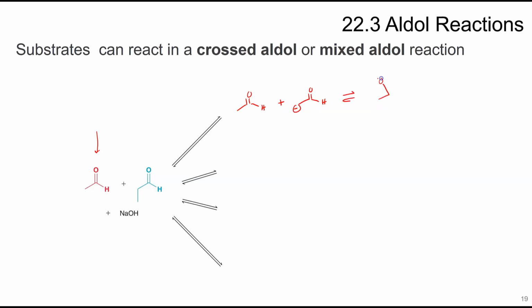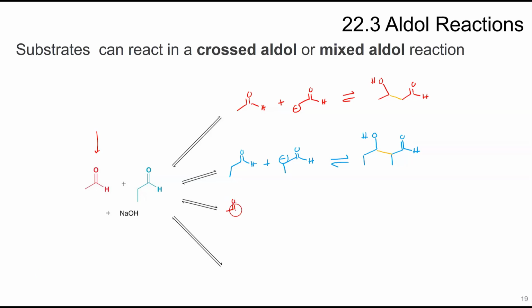That would give you this OH that was being attacked. This is the original aldehyde, and that's the new bond that would form between them. You could react two of these molecules together, so you'd have this aldehyde plus this enolate. So you have this, and then the original aldehyde. This new bond would form between them.